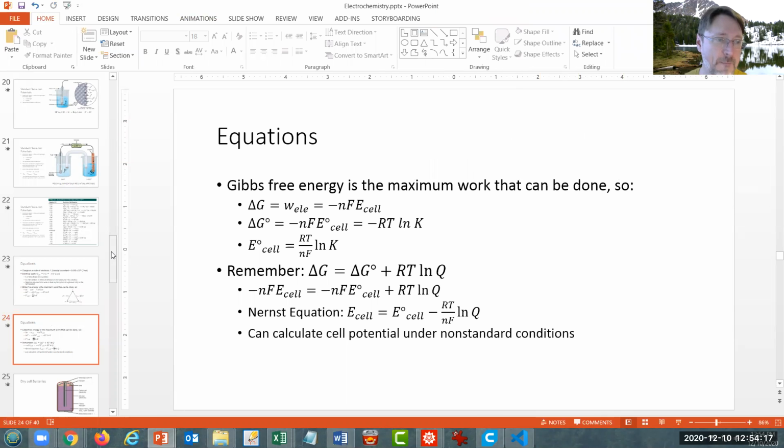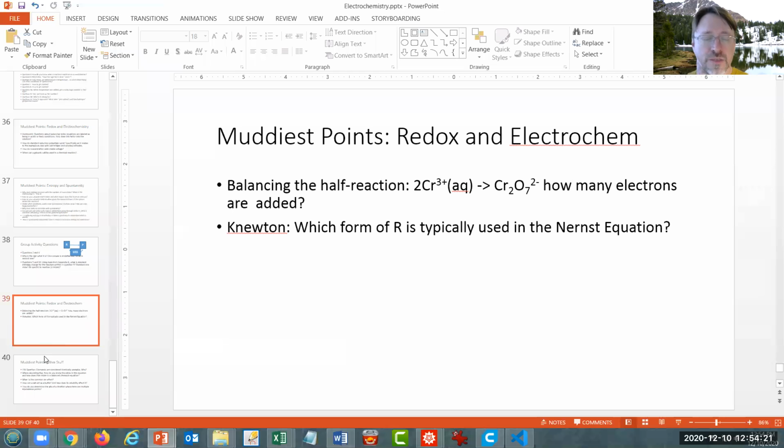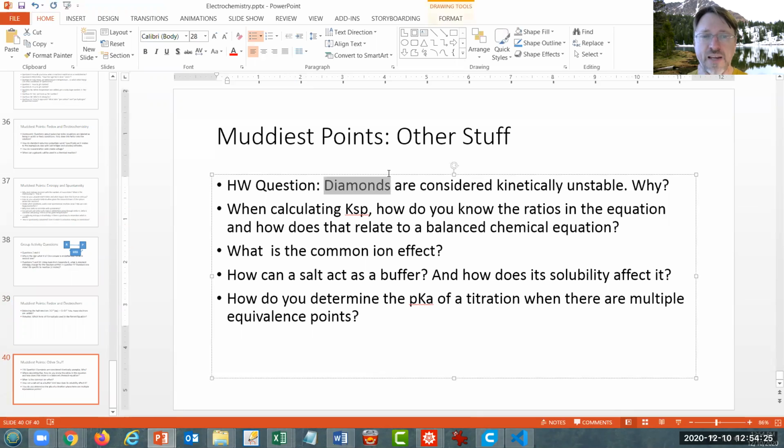All right. Continuing on. So I think that was it on those. And so then I had some sort of randomish questions about earlier stuff. One question was, diamonds are considered kinetically unstable. Why? They are not considered kinetically unstable. They are considered kinetically stable.